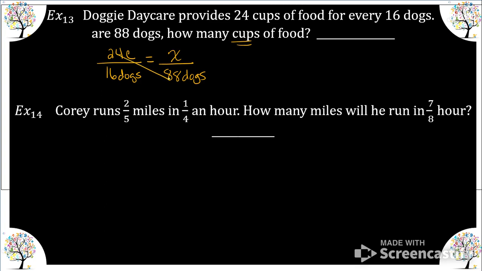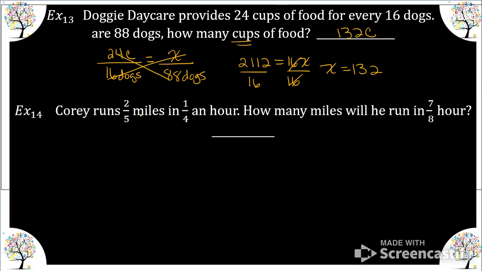We're going to cross multiply 24 times 88, and then 16 times x, or x times 16. We're going to divide each side by 16 to isolate x, and the cups of food to feed 88 dogs is 132.